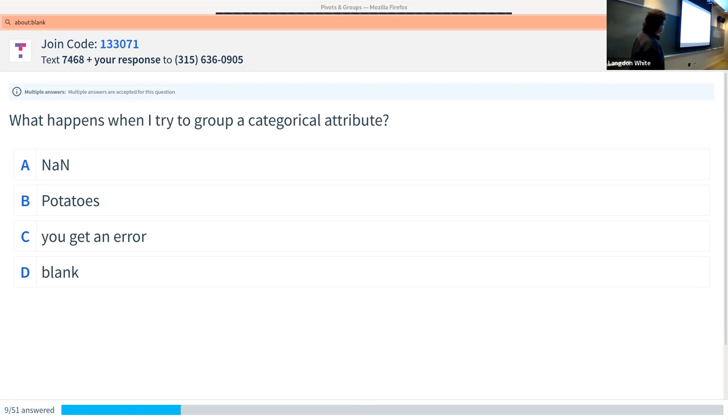And so there's more than one answer, but I don't think you have to choose them all. There's more than one correct answer. There's four answers. All right, let's get those answers in and wrap it up.